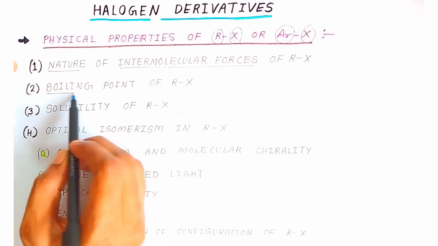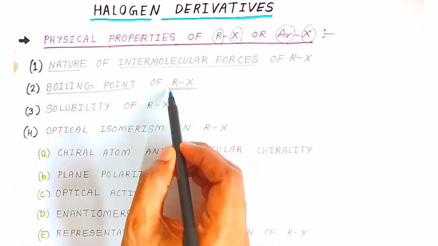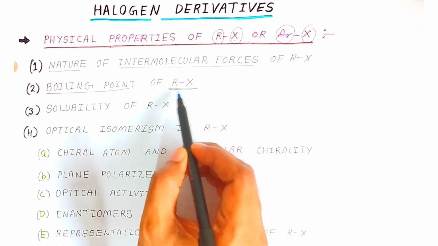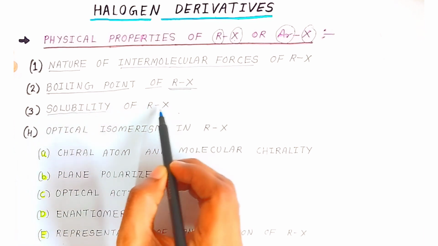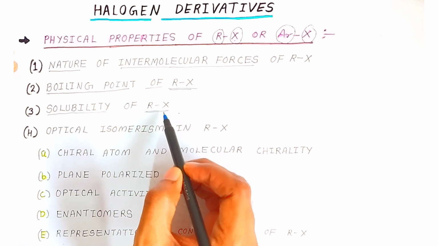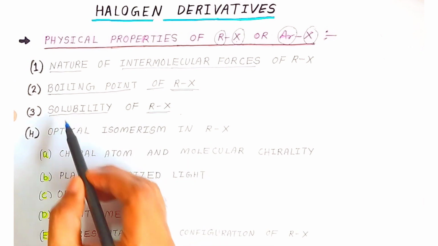Second physical property is the boiling point of alkyl halide. What is the boiling point, and how is it different in different alkyl halides, that we are going to see. Next physical property is the solubility of alkyl halide. Which alkyl halide is more soluble? Which one is less soluble? That solubility we are going to see. That is the third property.